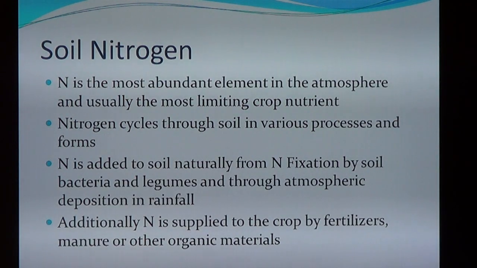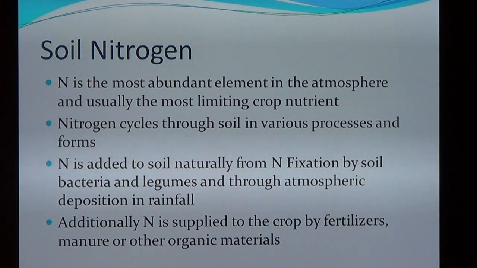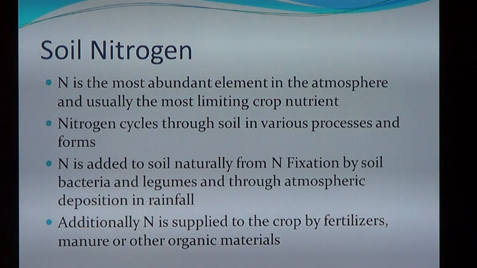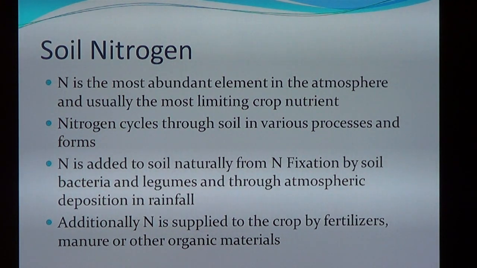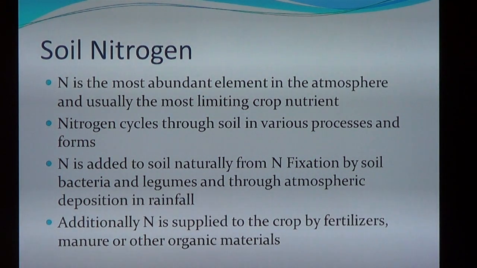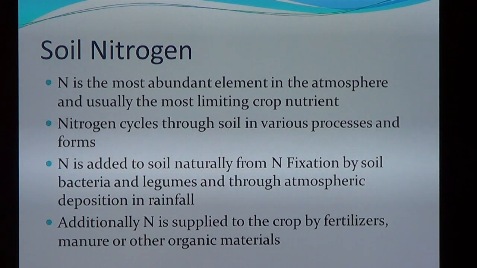So let's talk a little bit about those soil elemental processes that are going on. Soil nitrogen. It's the most abundant element in the atmosphere, right? 75% of air is nitrogen. It's the most limiting crop nutrient, though. It's because everything that goes on in the nitrogen cycle has a different effect. So we're always driving towards nitrogen fixation of what's going on underneath the ground, right? Bacteria and legumes are doing this, and also through atmospheric deposition and rainfall. We also add it into our systems by fertilizer, manure, other organic materials, or compost teas.